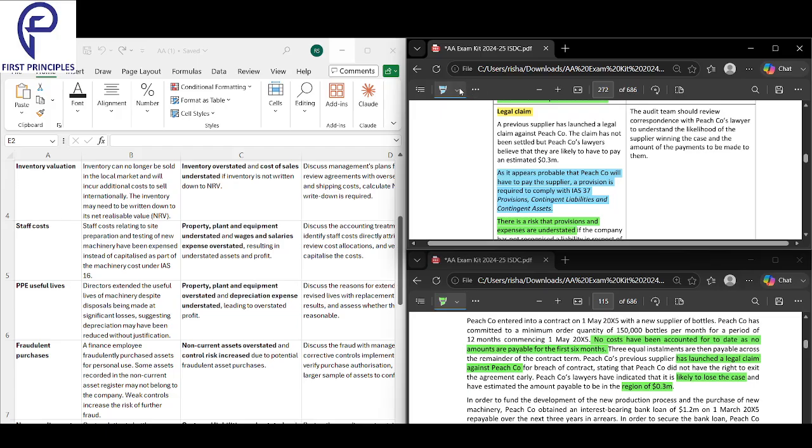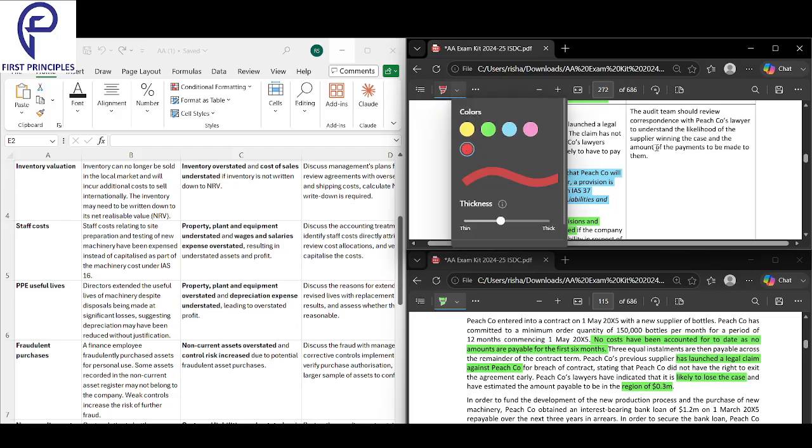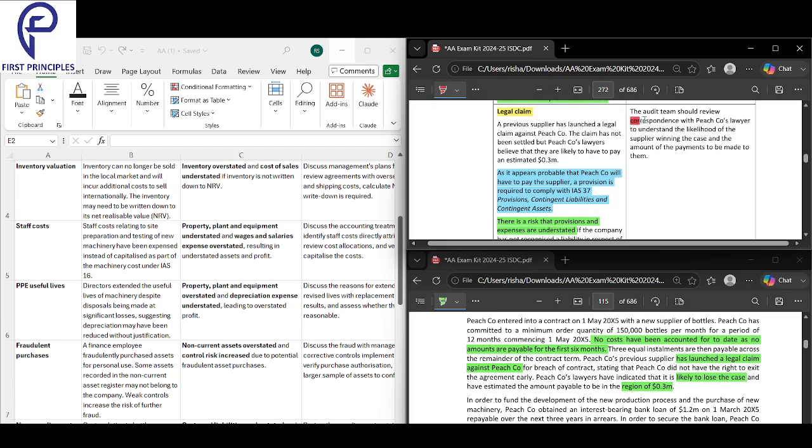So what should the audit team do? You should look into the WhatsApp chat, right? Obviously in the exam you write correspondence, don't write WhatsApp chat, but think of it as a WhatsApp chat between the lawyer and the company, and see what is the likelihood of you losing the case and having to make the payment.